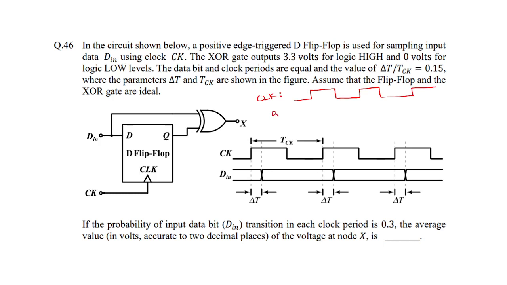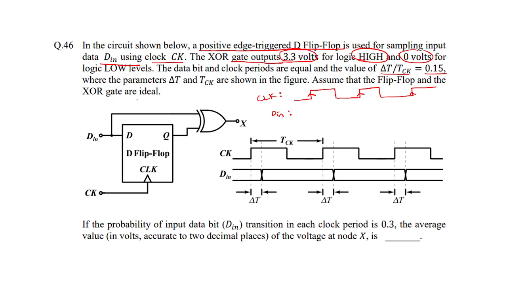Okay, this one next. In the circuit shown below, a positive edge triggered D flip flop, sensitive to that positive edge, is used for sampling the input data D in using a clock. The XOR gate output is 3.3 volts for logic high and 0 for logic low. The data bit and clock time periods are equal, and the value of delta t by T is 0.515, where the parameters are shown in the figure.